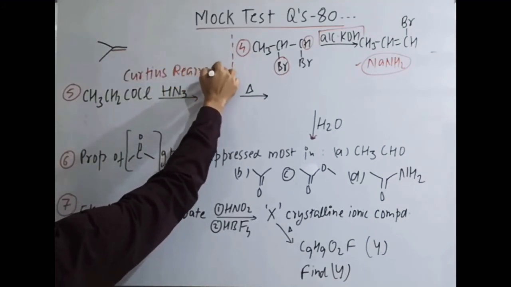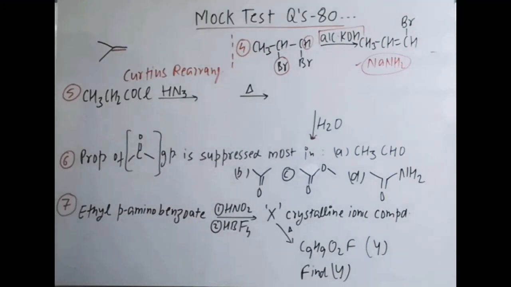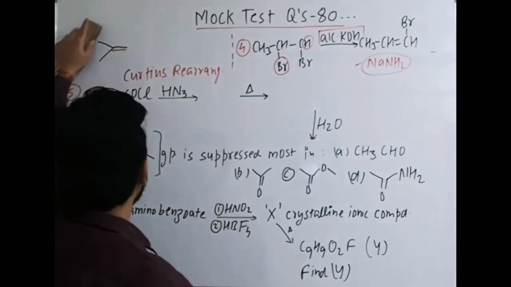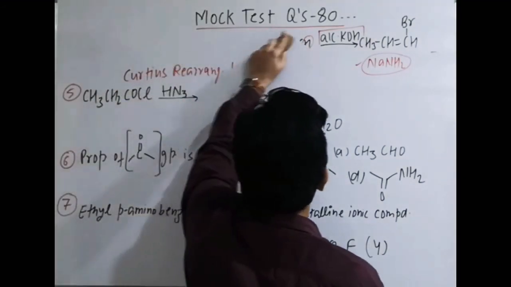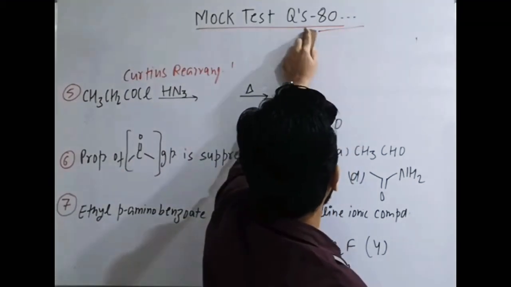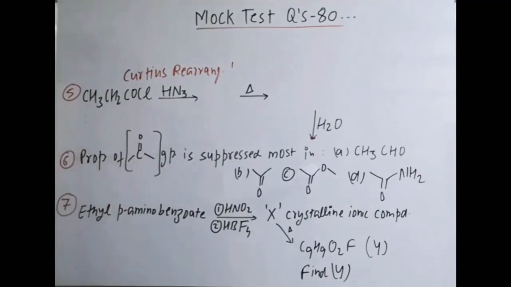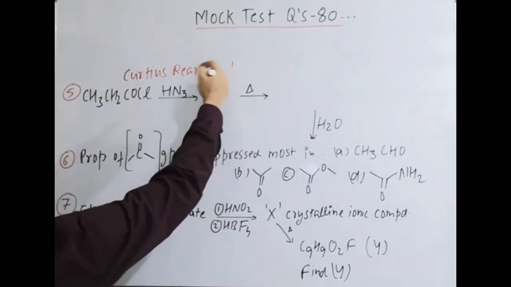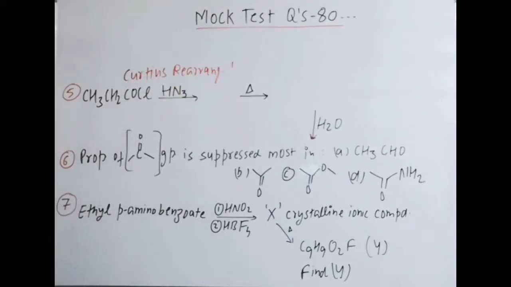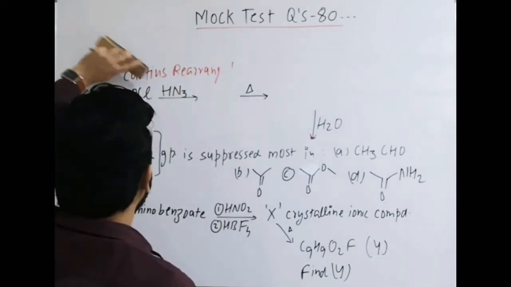Just like Hofmann bromamide degradation, it also forms an intermediate similar to that one. But for the Curtius rearrangement, if you do not remember, then in the mock test series discussion, I think it is in between test 20 to 30 or from 15 to 25, I have mentioned this mechanism in the description. So I am directly writing the products here.